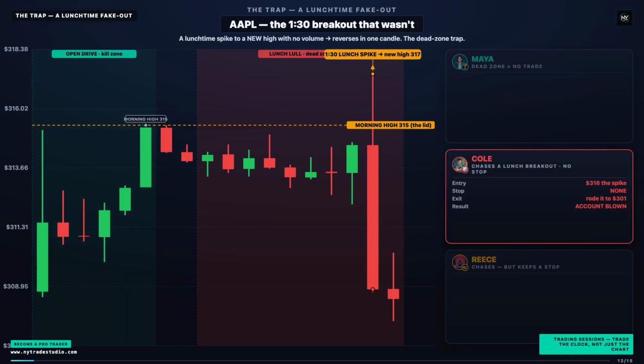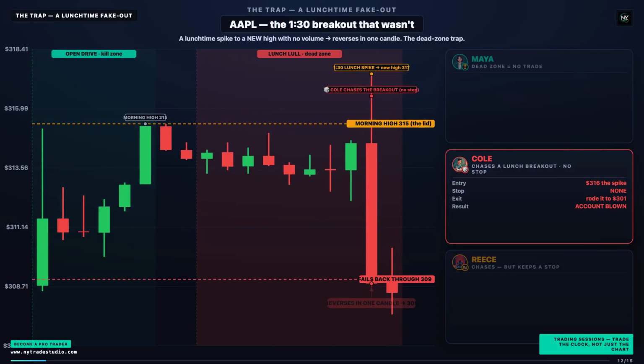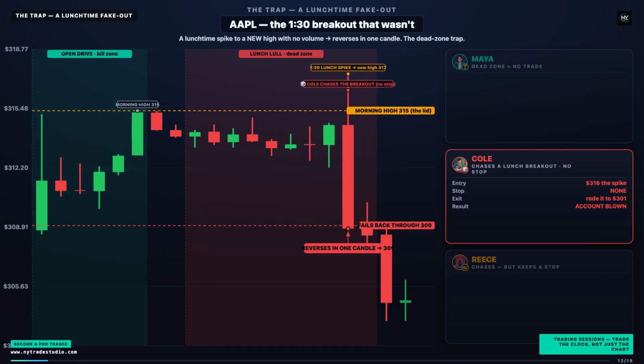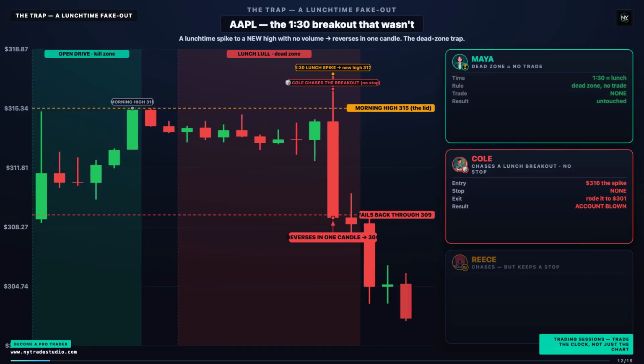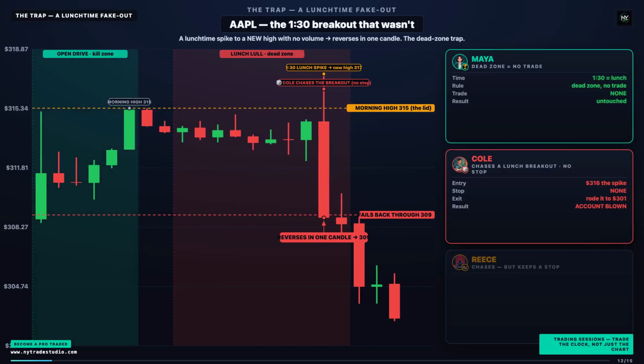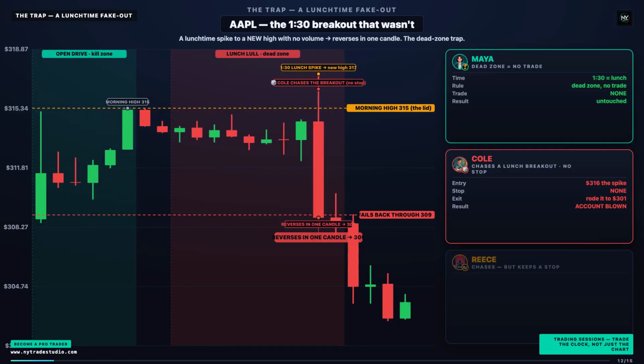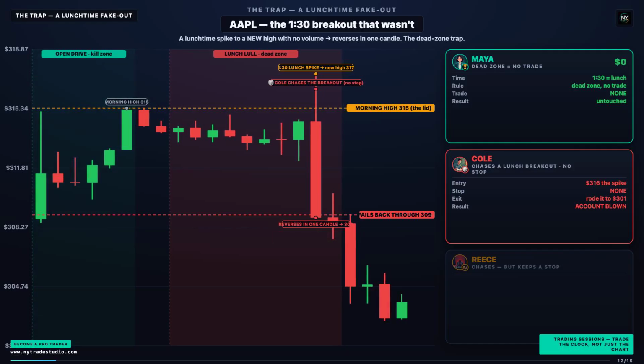A breakout, he buys it near 316, no stop, certain it is going to run. But there is no volume behind a 1:30 move, it is a lunchtime fake. And in that very same 15-minute candle, Apple reverses $8 and slams back down through 309. The trap is sprung. Maya's clock saves her. 1:30 is lunch, the dead zone, so her rule is no trade. She never even saw it. That is the best trade not taken.